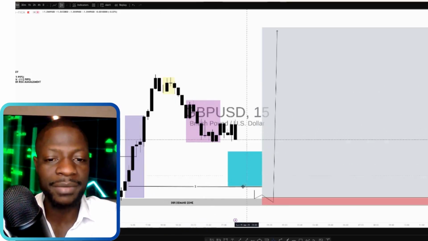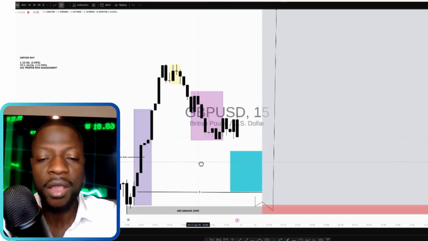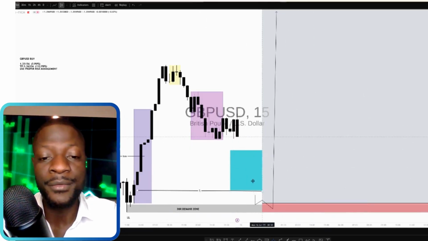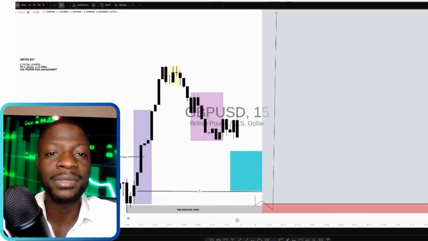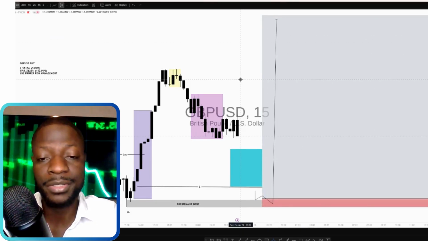So once the market pulls back into this area, I'll be able to make a decision whether to actually buy or not buy, depending on how the market is going to approach this level right here. You don't just buy randomly, you wait for specific signals to actually be able to take a particular trade.